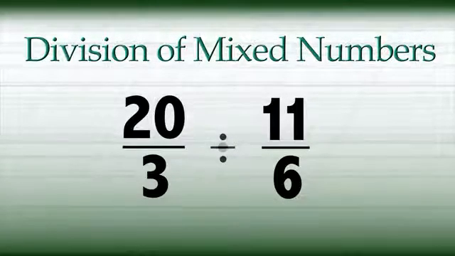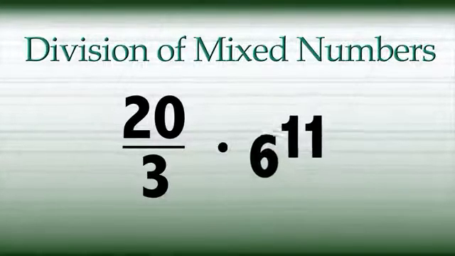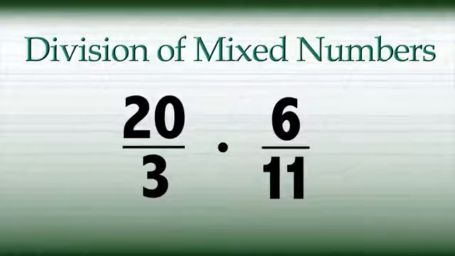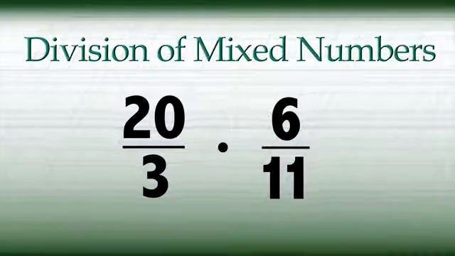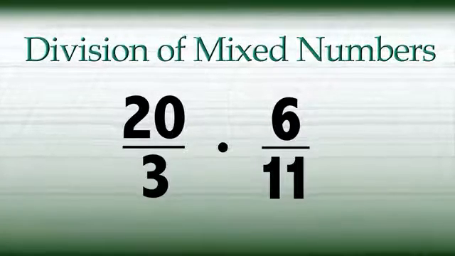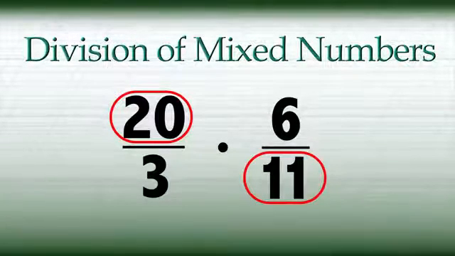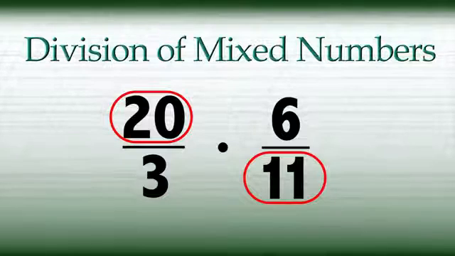Now we change division to multiplication and flip the second fraction, giving us 20/3 times 6/11. We can now cross-cancel. 20 and 11 have no common factors other than 1, so we cannot cancel anything.